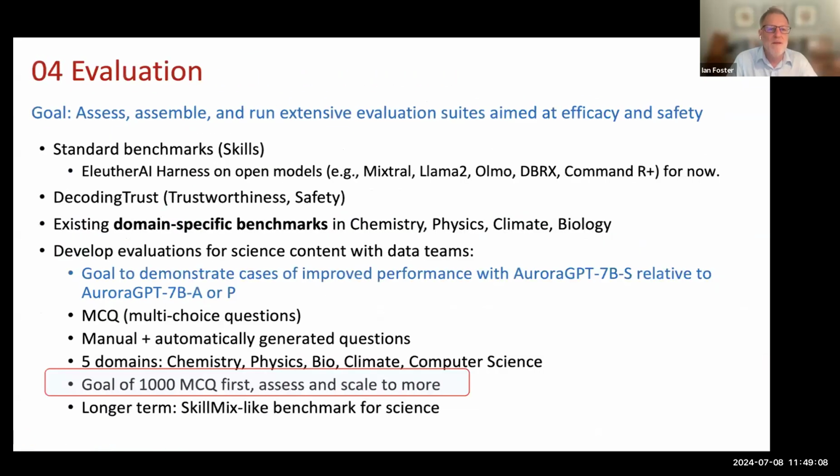Evaluation. The evaluation I've already mentioned is a very important area, because the whole purpose of creating a science-specific model is to create something that's better at scientific purposes. But how do we determine whether it's actually better? Of course, we can give it to people and they can use it, but that's a very informal process. Having better evaluation tests will be important.